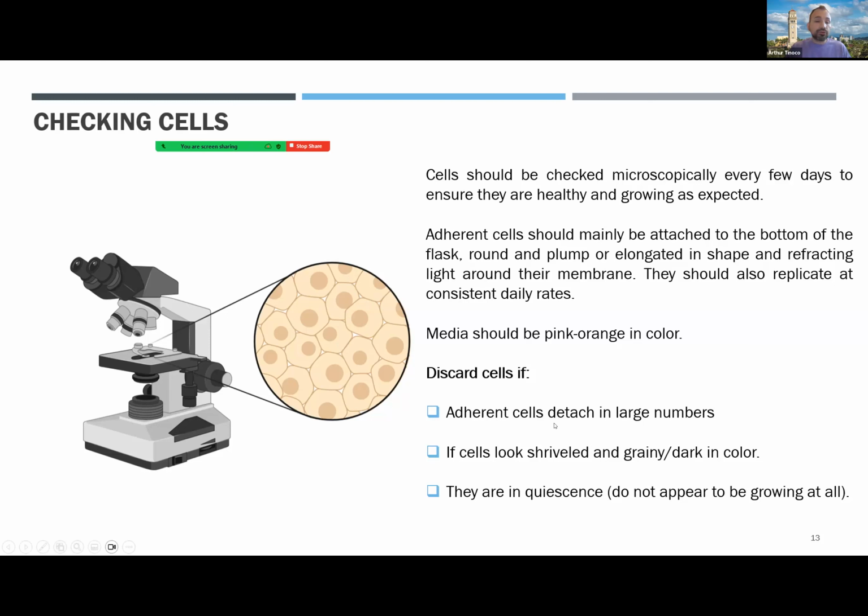A number of things that could go wrong is, for instance, let's say that you forgot to keep track of your CO2 tank and your CO2 tank ran out and you don't have any CO2 flowing into your incubator, well then, that's going to lead to cell death. If you're working with just cells in general, adherent or not adherent, if they look shriveled under the microscope, grainy, dark in color, get rid of them. Or if they reach this state of no longer growing.